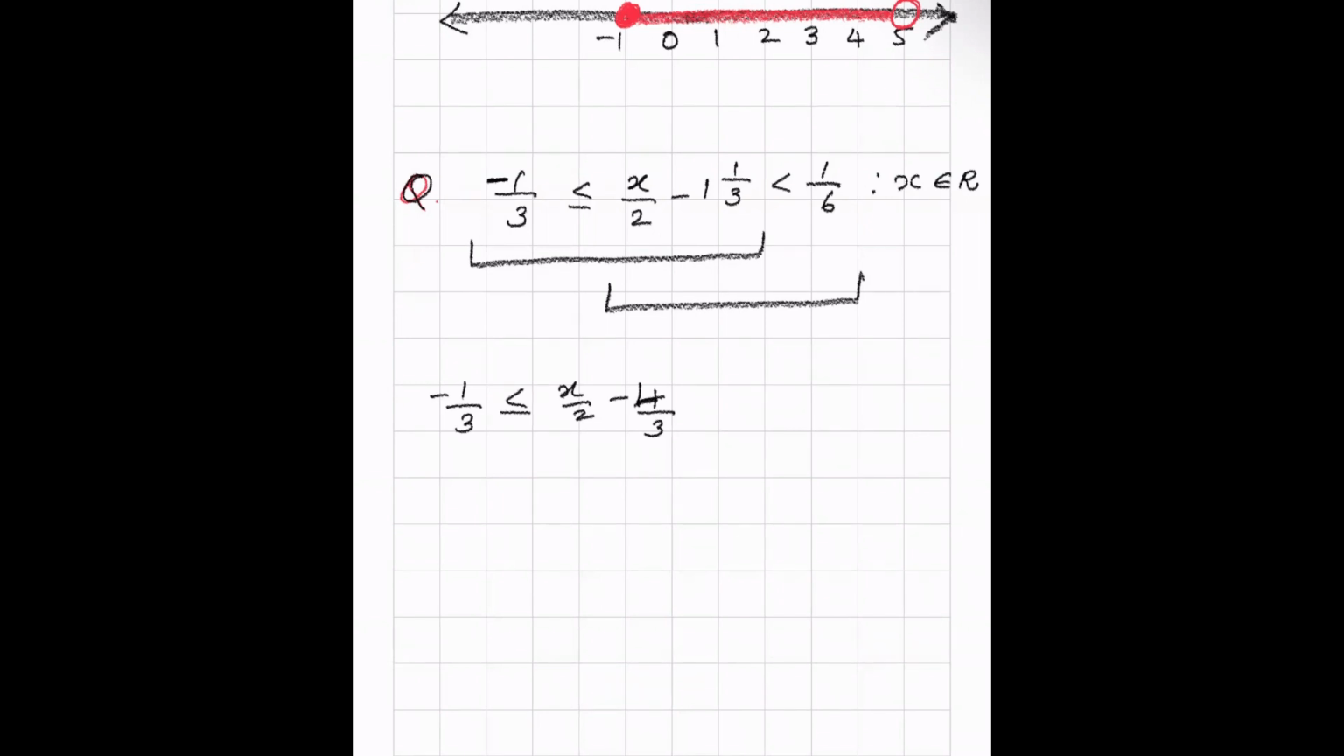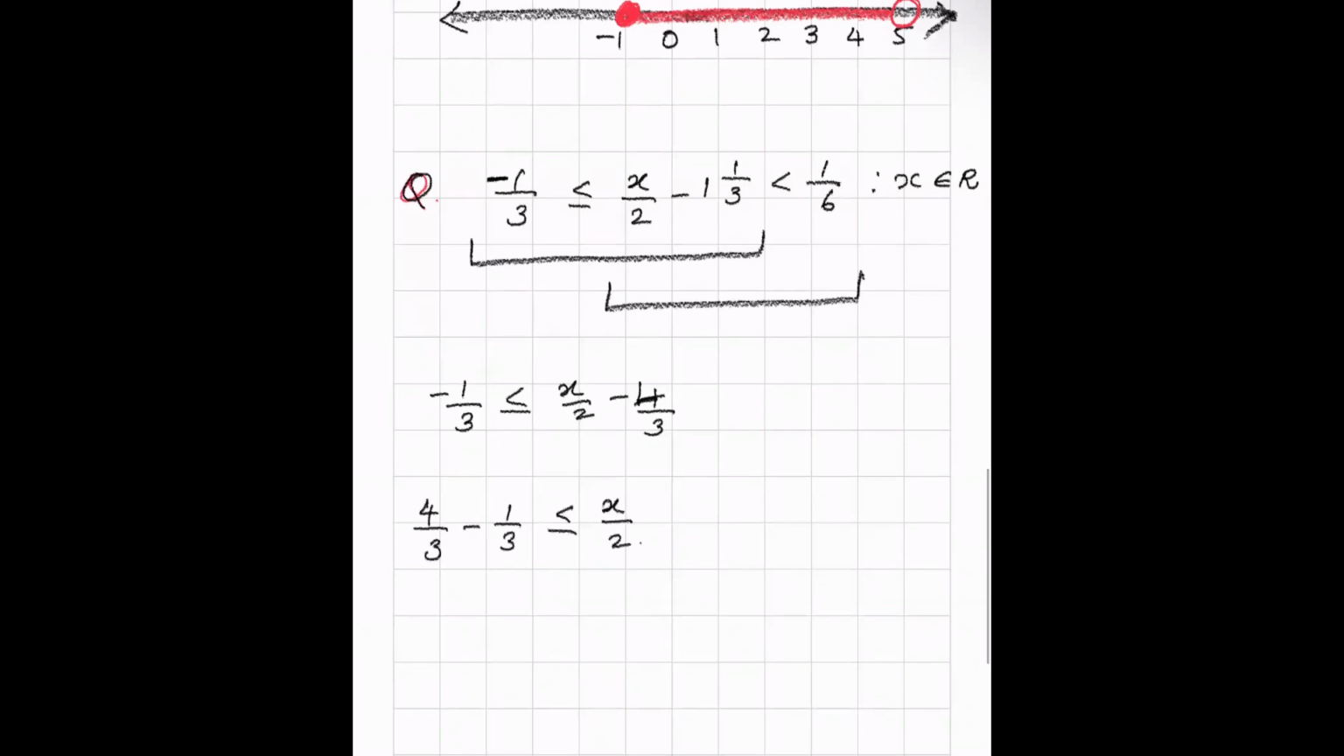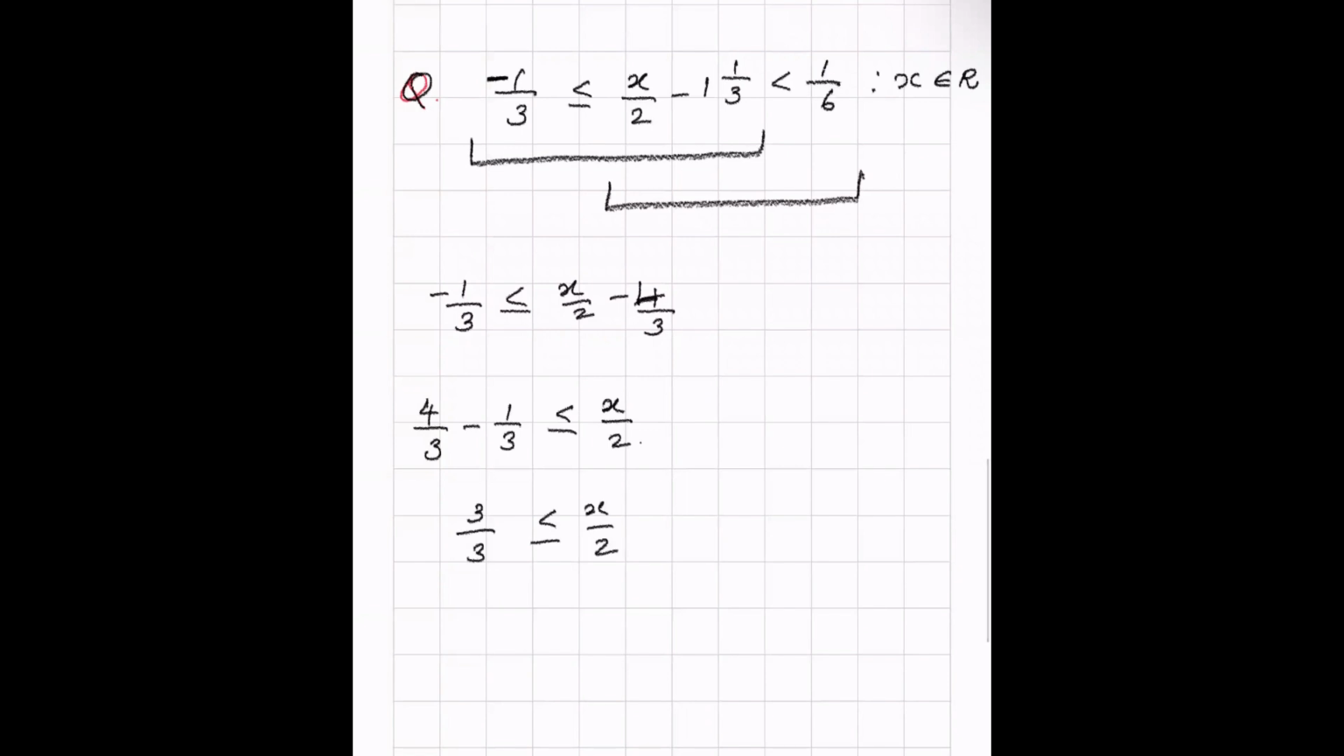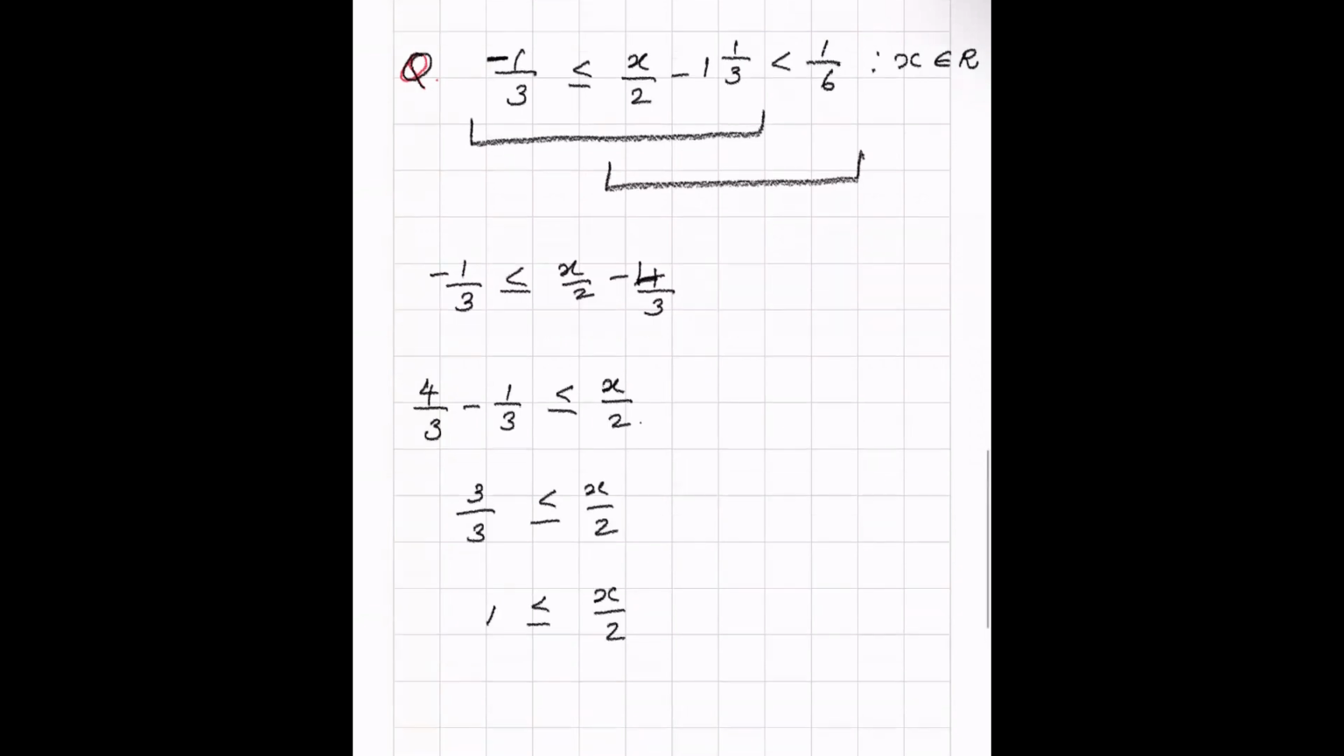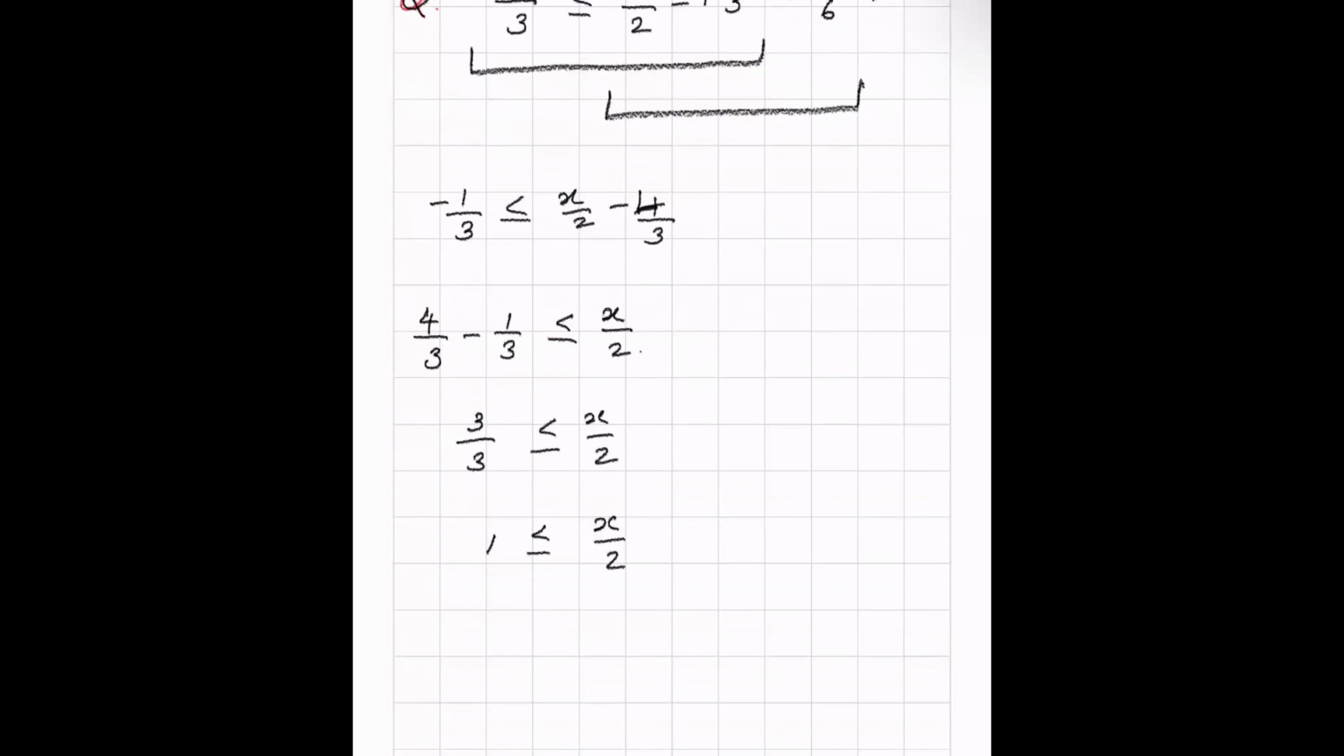I am getting 4 by 3 minus 1 by 3 less than or equal to x by 2, which is 3 by 3 less than or equal to x by 2. If you are getting a different answer, please do tell me. 1 less than or equal to x by 2. Now you multiply both sides by 2, you get 2 less than or equal to x.